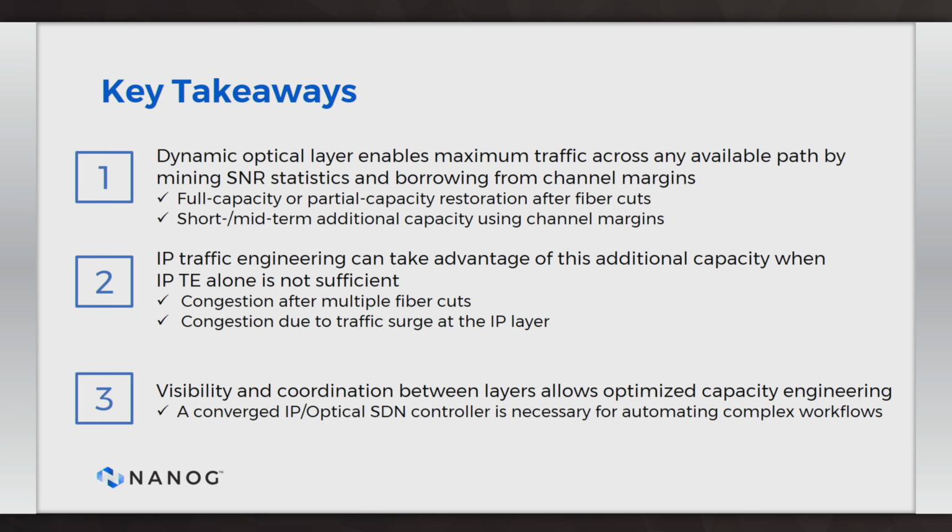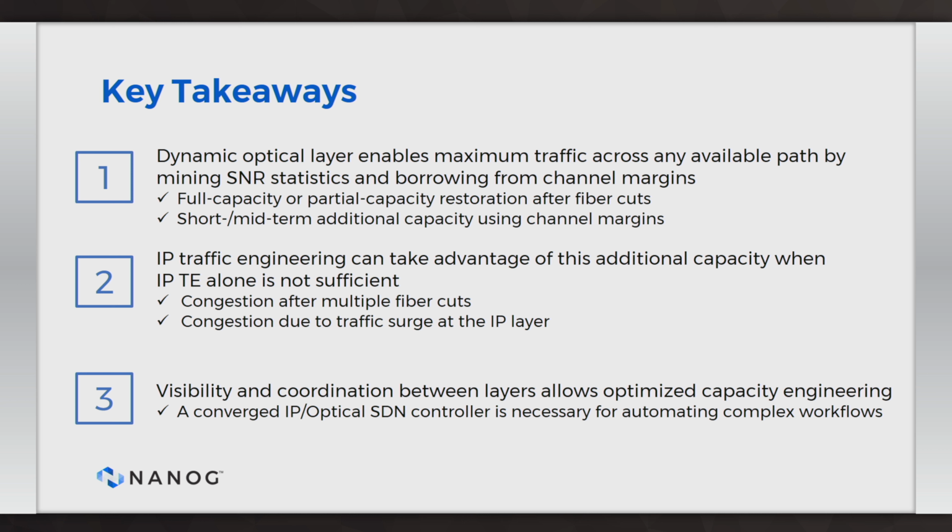So, takeaways from my talk: the optical networks have evolved. They are much more dynamic now. They have all of this telemetry that's available, and then you can actually mine it. You can figure out, for any given path in the optical network, what the viable speed combinations are, and whether you can borrow from the channel margins and so forth. And IP traffic engineering can take advantage of this new additional capacity.